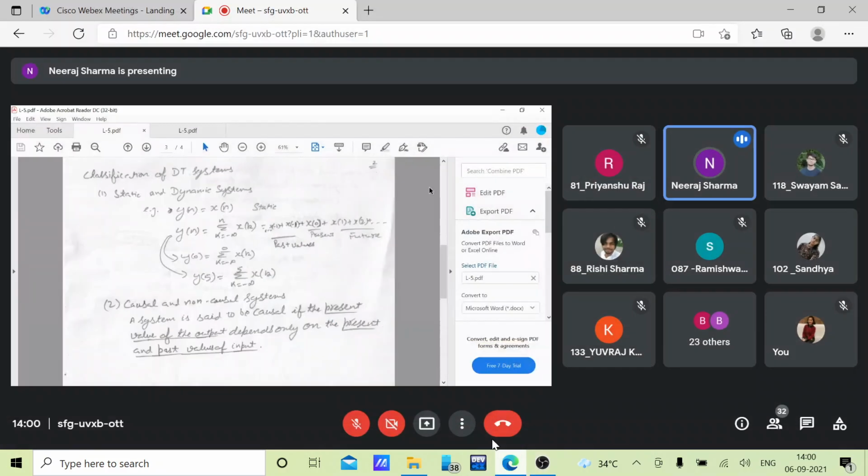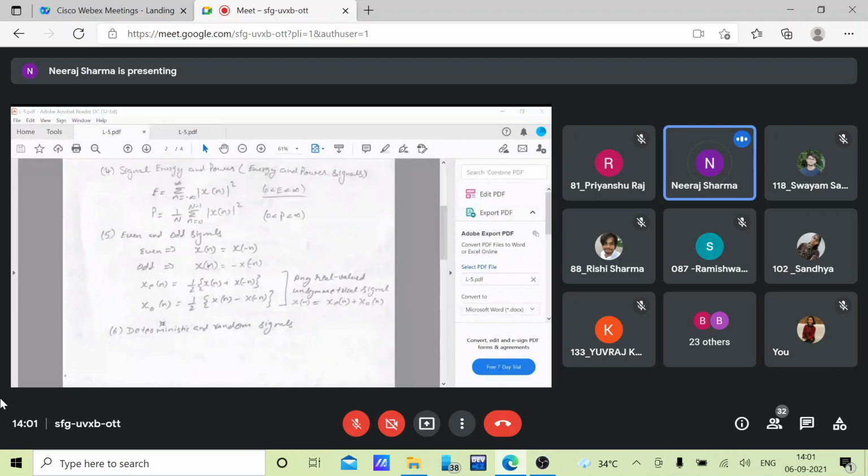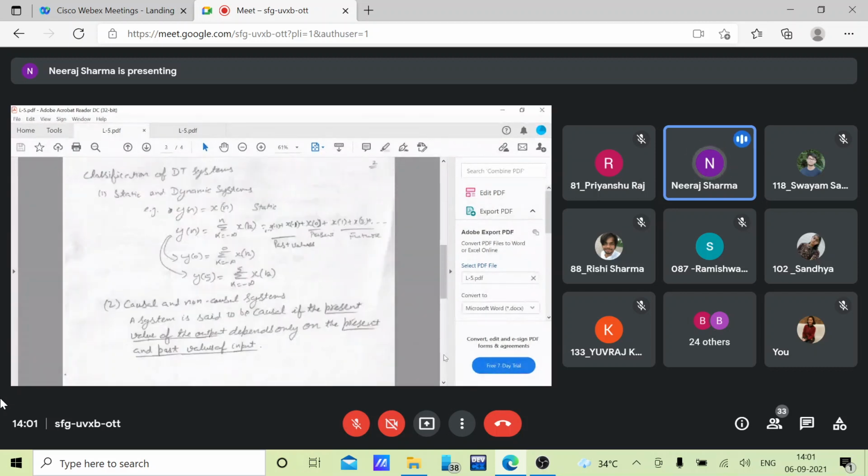We discussed different types of signals like energy signal and power signal, and we have completed the classification of signals in the previous class. Now, as the classification of signals has been completed, we can start with the classification of systems.